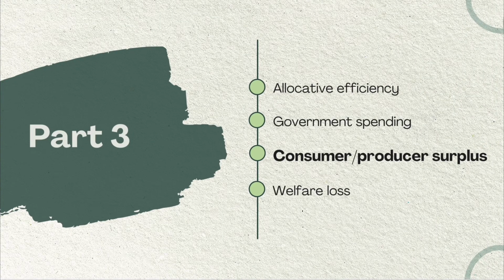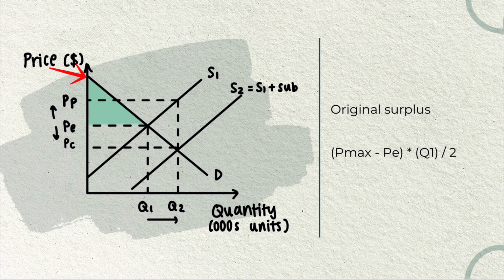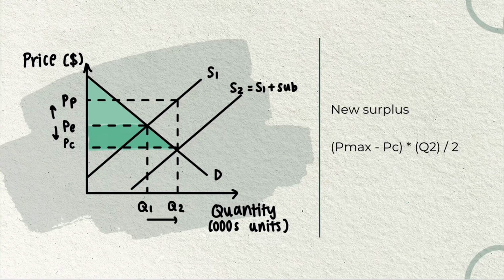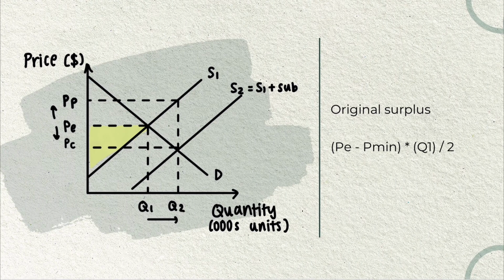Now moving on to the consumer and producer surplus for a subsidy. For the original consumer surplus, this is the maximum price that consumers are willing to pay. I'm going to call this P max, minus PE, which is the price that consumers actually pay, multiplied by Q1 divided by 2. And with the subsidy, you can see in the dark green area of the triangle, this is the increase in consumer surplus, which is P max minus PC, multiplied by the new quantity of Q2 divided by 2. And the same goes for the producer surplus.